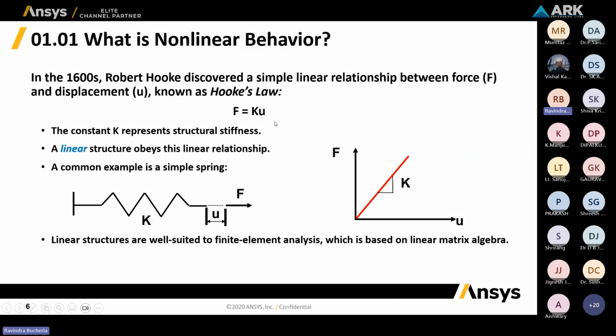In the 1600s, Robert Hooke discovered a simple linear relationship between force and displacement. That is, force is directly proportional to displacement. Whenever we apply any force to any component, the displacement will increase linearly along with the force. It means the stiffness matrix K will be a constant value. If we increase the force, the displacement will increase linearly. So this obeys the linear relationship between force and displacement, and generally we call it a linear analysis or linear equation.